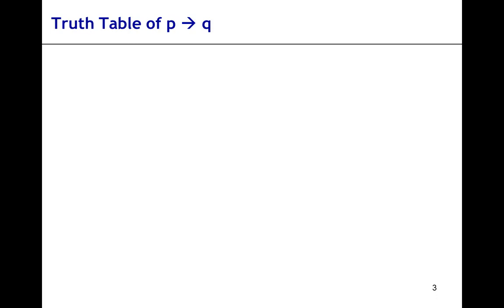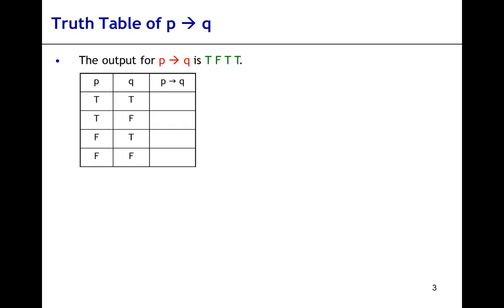As a recap, it's helpful to remember that the output for P implies Q is TFTT. When constructing the truth table for P implies Q, look for the rows where the hypothesis is true and the conclusion is false. The output for those rows should be F. Then fill up the other rows with T's.